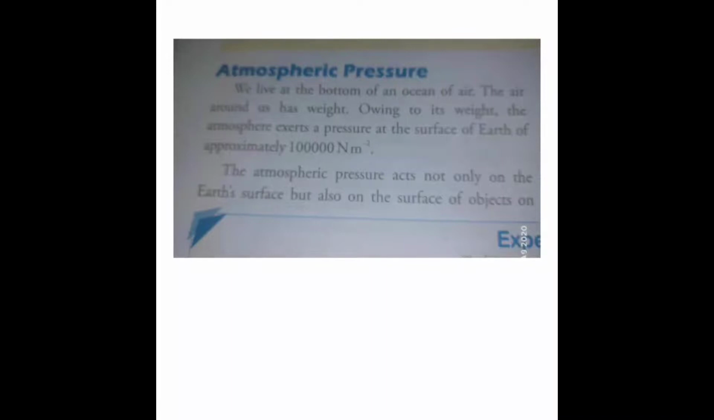Atmospheric pressure. The pressure exerted by the atmosphere on the surface of the earth is called atmospheric pressure. That is 1 lakh Newton per meter square, or you can say 1 lakh Pascal. This pressure is exerted on the surface of the earth. The question arises, why don't we feel this atmospheric pressure? We don't feel it because we have a blood pressure in us. So our blood pressure matches this atmospheric pressure.